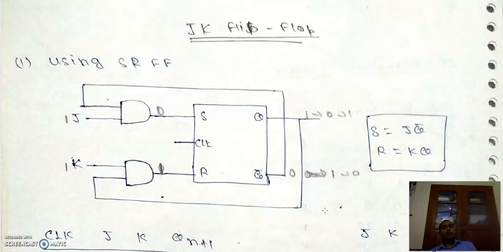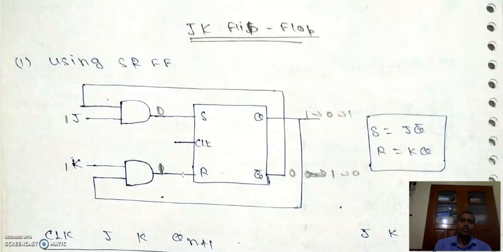So you can see that here, what is S? S is nothing but J Q bar. So it is written here, S is J Q bar. What is R? R is equal to K Q. And you can see this one is Q and this one is K. So R is K Q. So for making JK flip-flop using the SR flip-flop, we can take S equal to J Q bar and R equal to K Q.